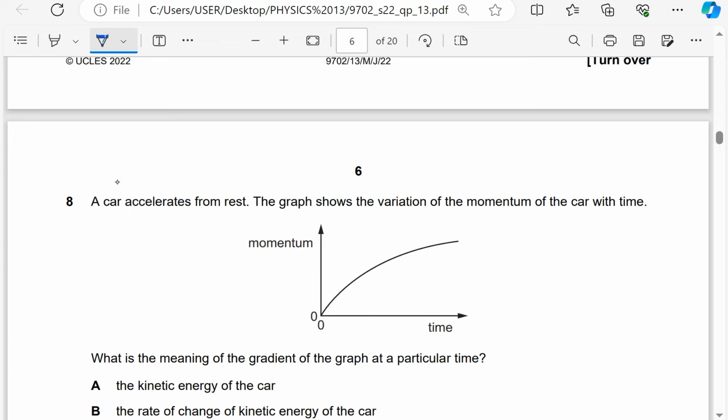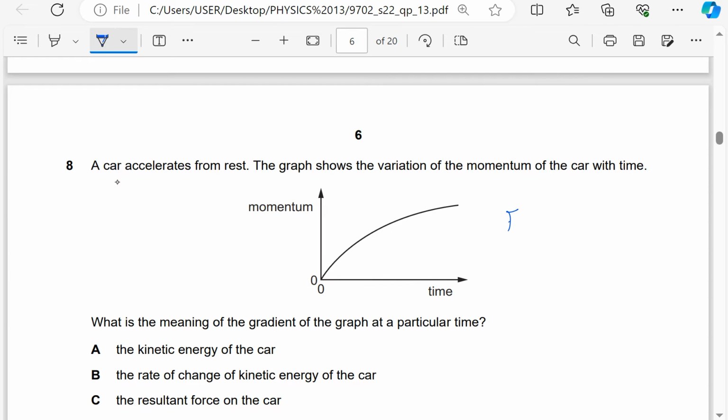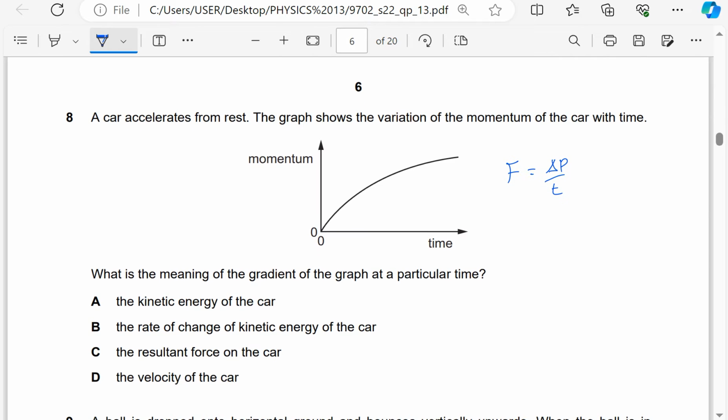Okay. A car accelerates from rest. The graph shows the variation of the momentum of the car with the time. So this is momentum with time, and we know that force is the rate of change of momentum. What is the meaning of the gradient of the graph at a particular time? So this is a graph of momentum against time.